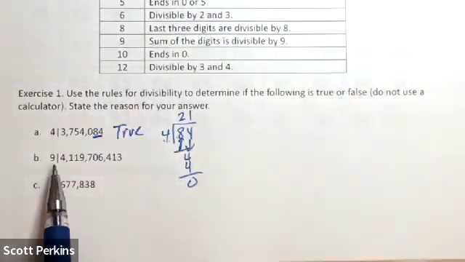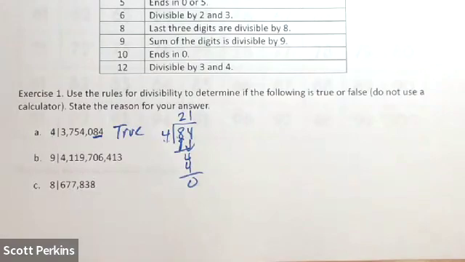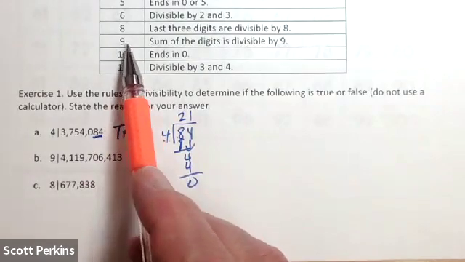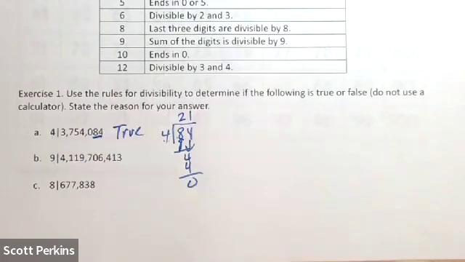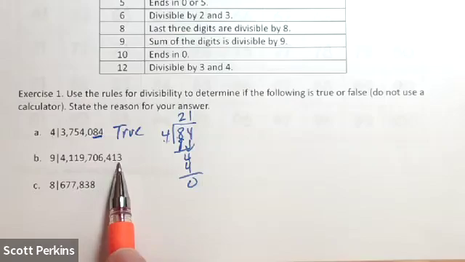I want to know if 9 divides into 4,119,706,413. All right. So what we do for 9, the test is listed right here. We add up the digits and see if that's divisible by 9. So I'm going to add up the digits. 4 plus 1 is 5, plus 1 more is 6, plus 9 is 15, plus 7 is 22, plus 0 is 22, plus 6 is 28, plus 4 is 32, plus 1 is 33, plus 3 is 36.